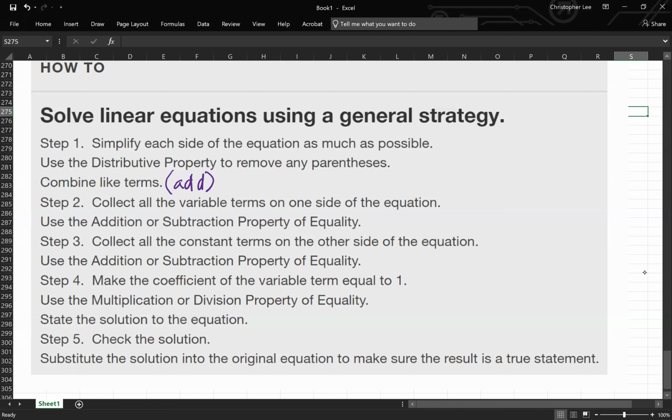Divide by whatever's in front of the variable, right? What you do to one side, you do to the other. Use the multiplication or division property of equality to do that. State the solution to the equation.